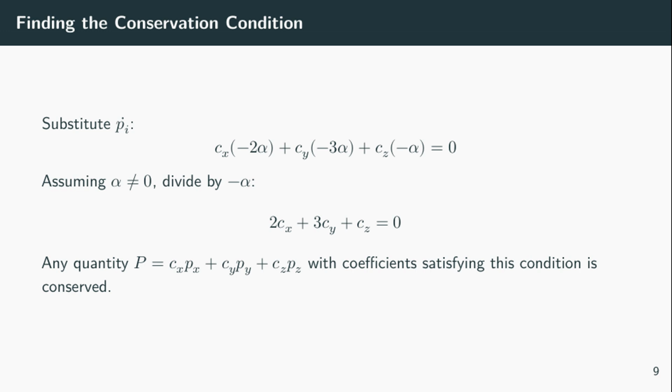Now we use the Euler-Lagrange results we just found to find the condition on the coefficients c_x, c_y and c_z for P dot to be 0. We substitute the expressions for p_x dot, p_y dot and p_z dot into the equation c_x p_x dot plus c_y p_y dot plus c_z p_z dot equals 0. This gives us c_x times minus 2 alpha plus c_y times minus 3 alpha plus c_z times minus alpha equals 0. Assuming alpha is not 0, we can divide the entire equation by minus alpha. This leaves us with 2c_x plus 3c_y plus c_z equals 0. So any quantity P that can be written as a linear combination c_x p_x plus c_y p_y plus c_z p_z, where the coefficients satisfy this condition 2c_x plus 3c_y plus c_z equals 0, is a conserved momentum.